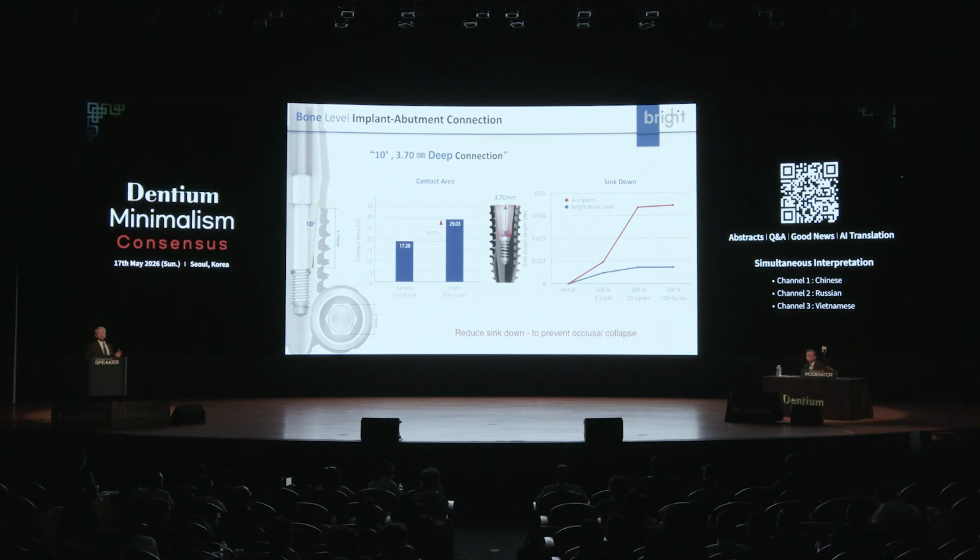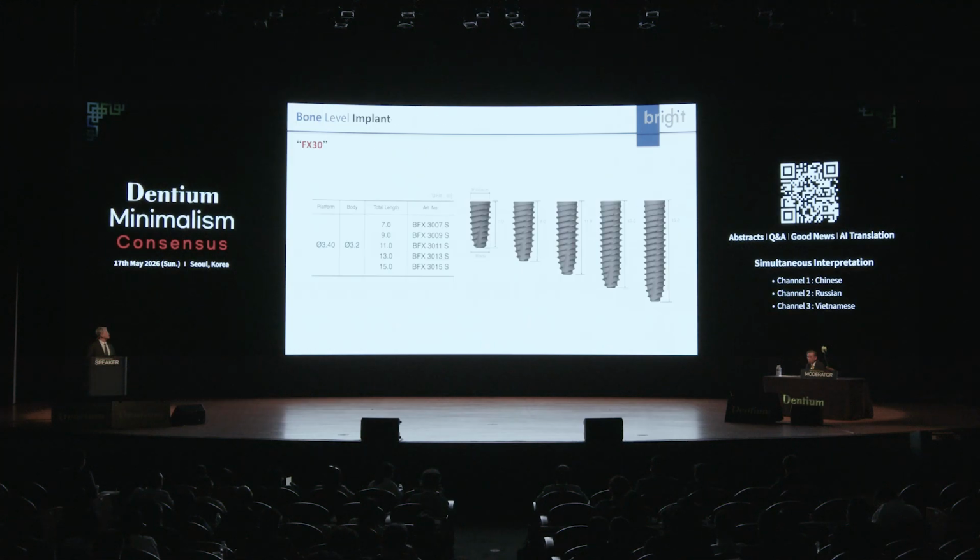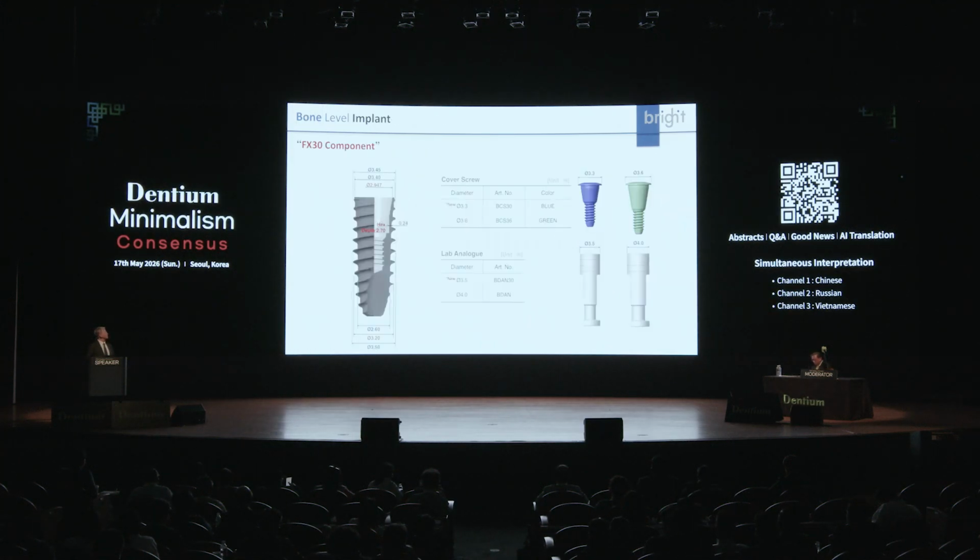The bone level has a 10 degree, very deep connection, and we have relatively good stability, not so dependent on the screw tightening. Also, sinking down is much less compared to the previous one. And the length ranges from 7 to 50 millimeters.